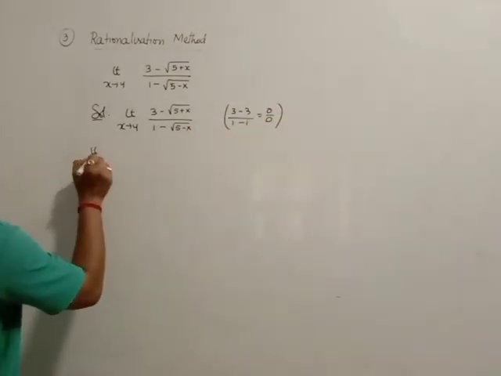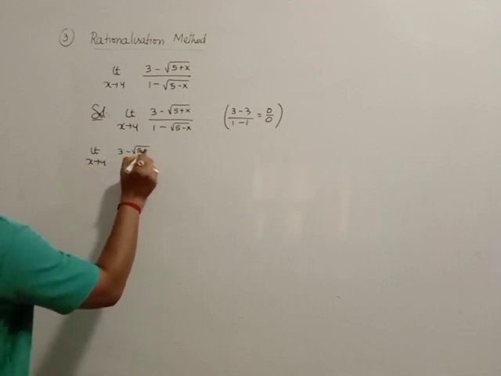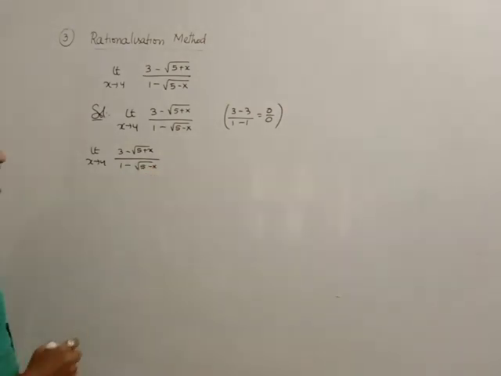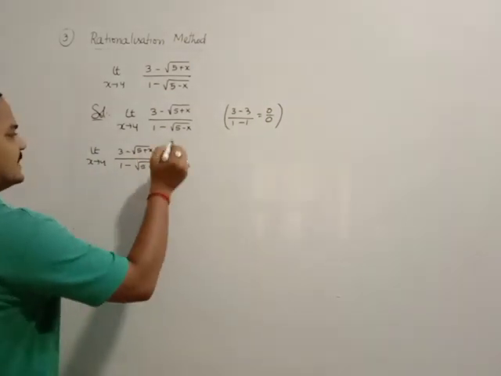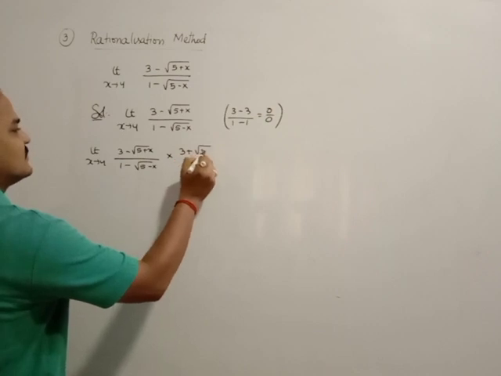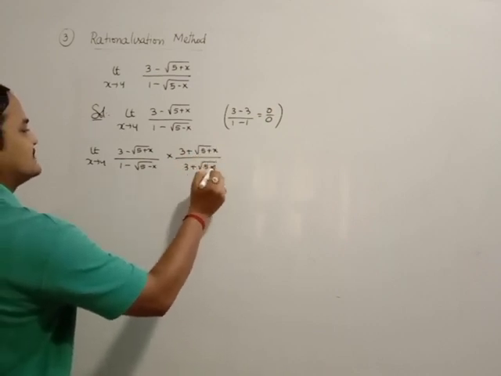Now rationalization. Limit x tends to 4, (3 minus root over 5 plus x) by (1 minus root over 5 minus x). First of all, rationalize the denominator as well as the numerator. How, what you need to find, you can do it. I can go for the numerator first. So multiply by 3 plus root over 5 plus x by 3 plus root over 5 plus x.